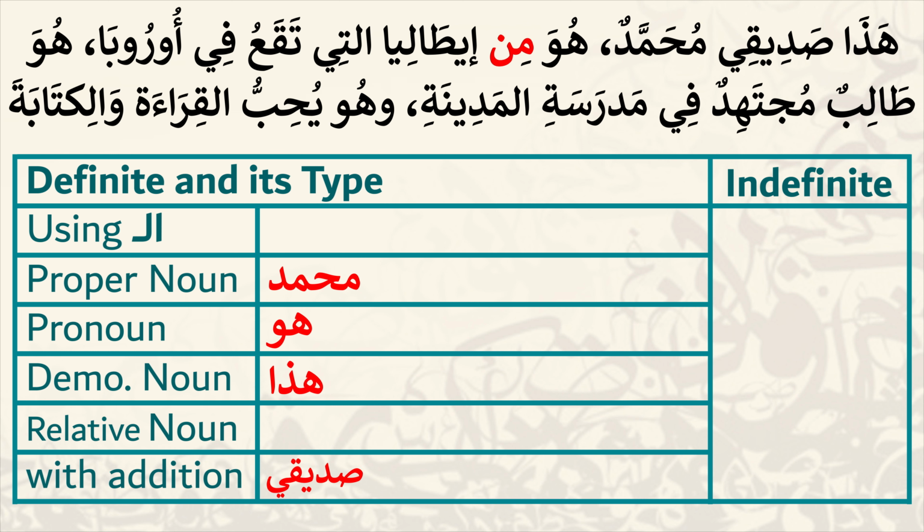من. This is not a noun, it's a preposition. The next one is Italia, Italy. Again, this is a proper noun because it's a name of a country. So we will put it here with proper nouns. And so on. I'm sure you can complete it alone.